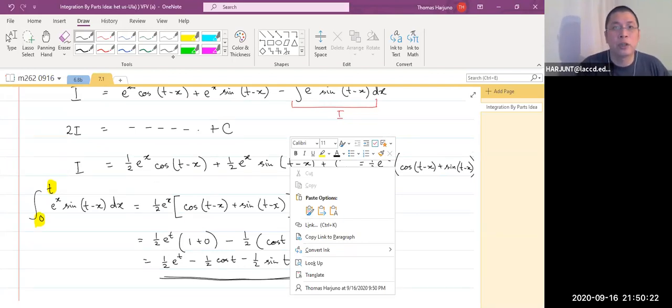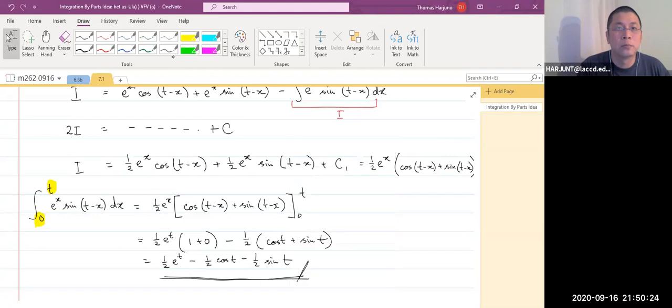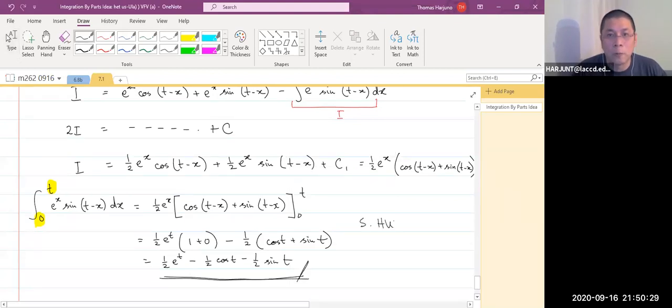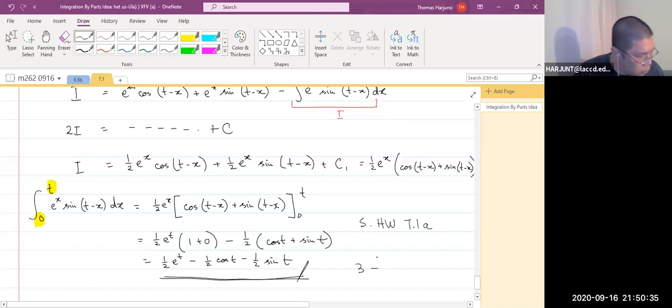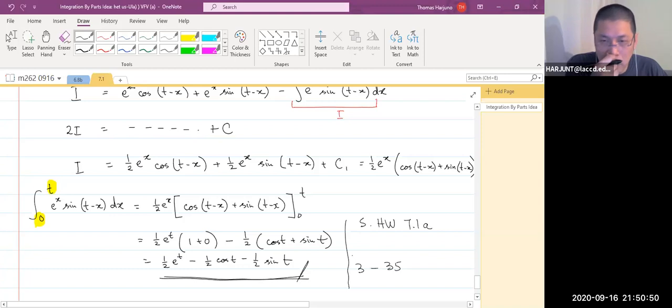Now, your suggested homework from here, call it 7.1a, is number 3 to number 35. If you think you can do it using the tabular method, go for it. If you try the tabular method and it doesn't work, then use the long method.